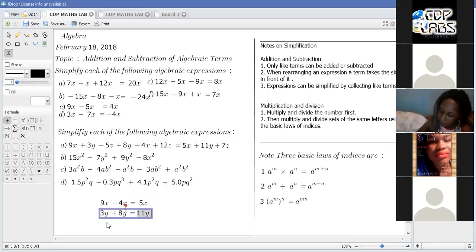So I break it down. Anybody who got B wrong, you're in trouble. Come and make sure I break it down and show you what you're supposed to do.